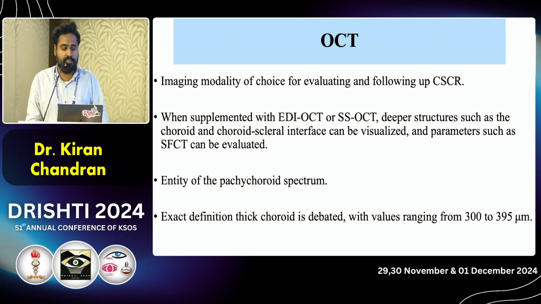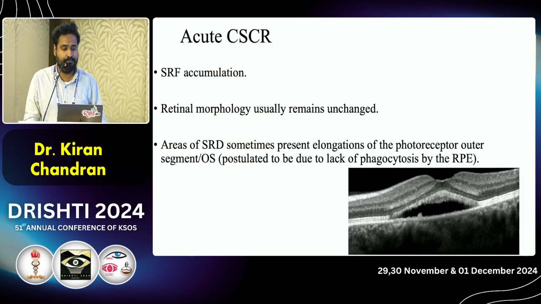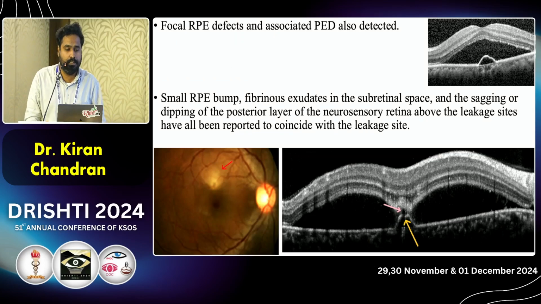As already mentioned, CSCR is part of the pachychoroid spectrum. The exact definition of pachychoroid is still debatable, but the broadly accepted definition is in the range of 300 to 395 microns. In acute CSCR on OCT, you get this picture where there is subretinal fluid collection, and there's elongation of the photoreceptor outer segments, which you can see over here, and this happens due to the lack of phagocytosis by the RPE, that is, dysfunctional RPE.